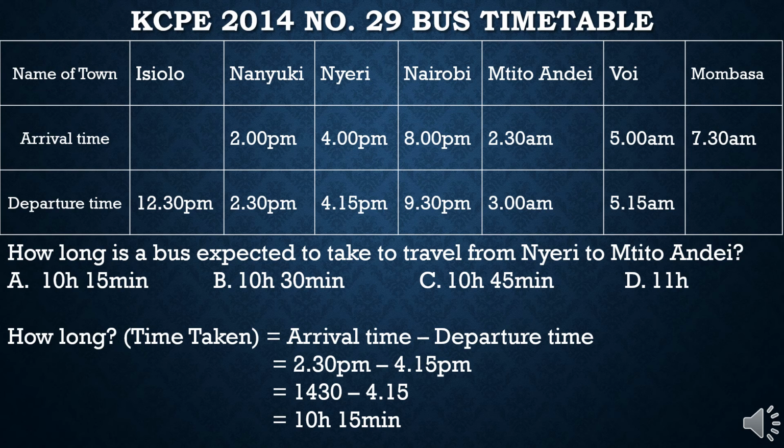He arrived Mtito a day at 2:30 a.m. So he left Nyeri, departure time was 4:15. He arrived Mtito a day at 2:30 a.m. So get the arrival time 2:30 a.m. from Mtito a day, and the time he had departed Nyeri, that was 4:15 p.m. If you do that, you will never fail such questions.